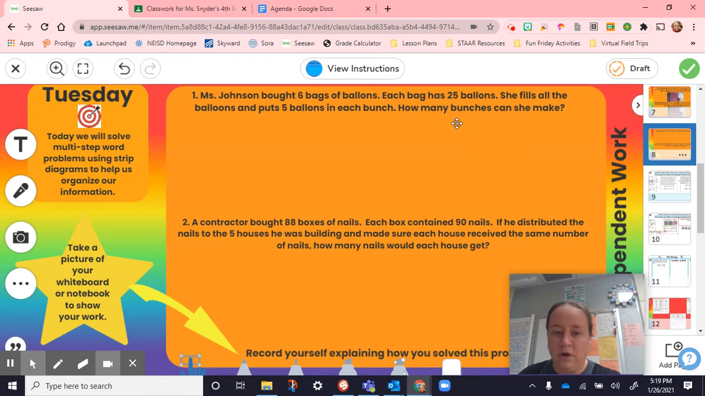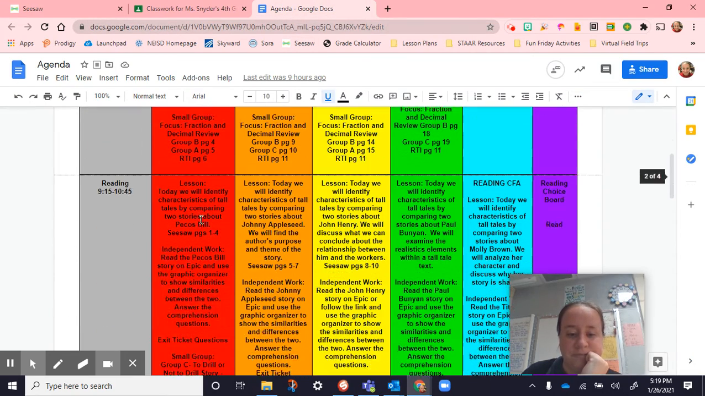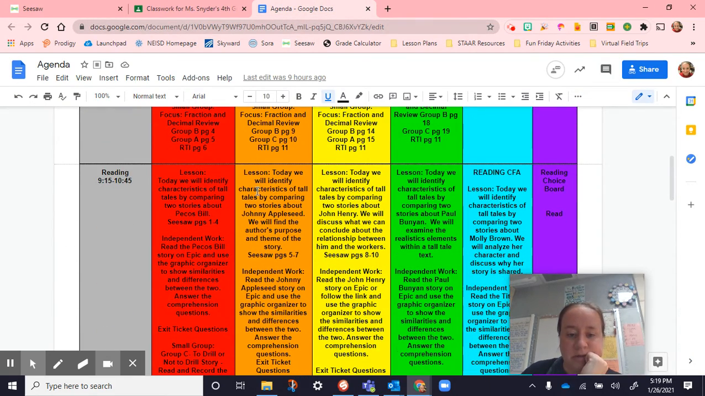All right, then we got into our groups. We were continuing working with fractions and decimals. And then for reading today, we read about Johnny Appleseed. So we identified some characteristics of Tall Tales by comparing 2 stories about him. We talked about the author's purpose, so like what's the purpose of writing his story, and talked about the theme. Remember that theme is talking about the lesson, so like what lesson can you learn from him?